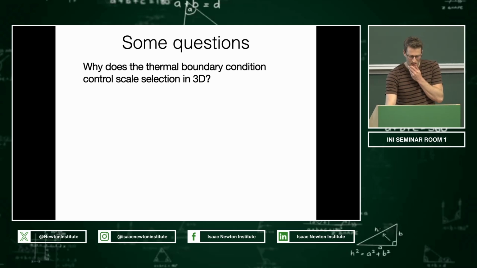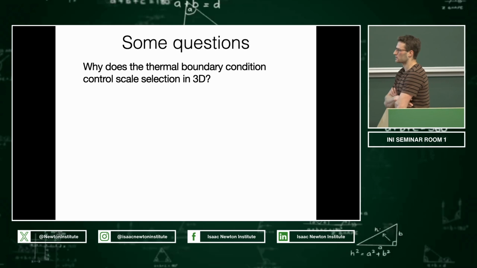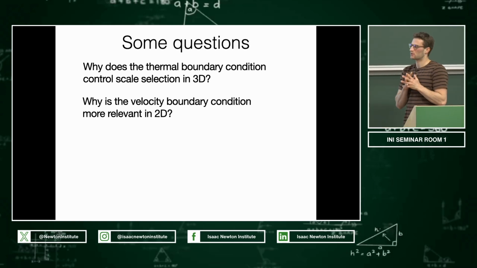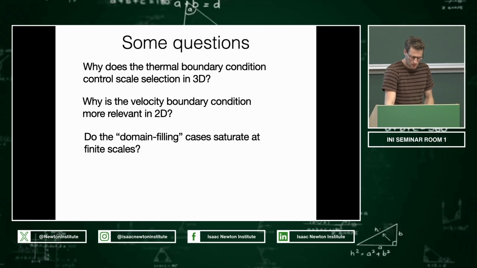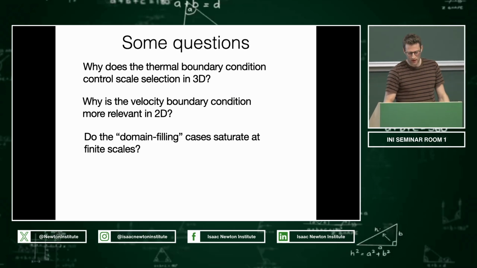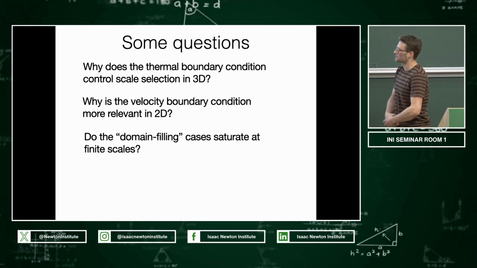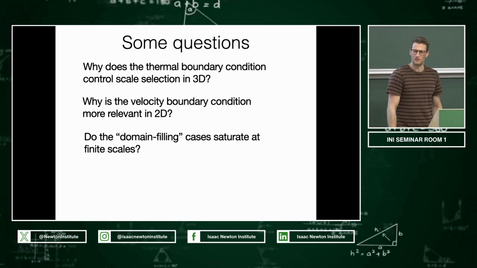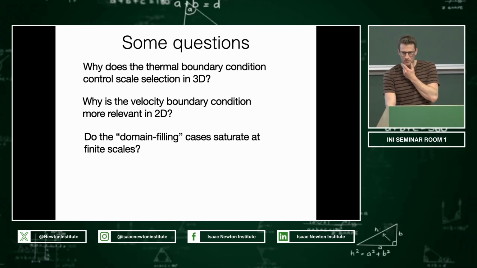So some questions that this raises are, why do the thermal boundary conditions control the scale selection in 3D? But at the same time, why is the velocity boundary condition more relevant in 2D than it is in 3D? And these domain filling cases, do they in fact saturate at finite scales? If you made these domains huge, huge, huge, might it be that you don't get a domain filling structure? In 3D, I think it's really hard to predict.